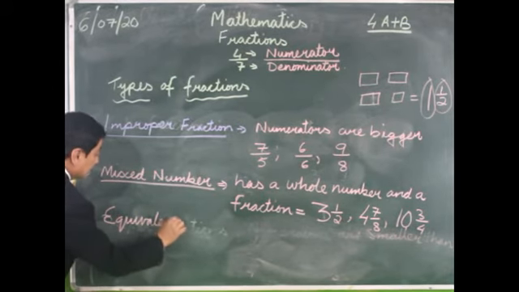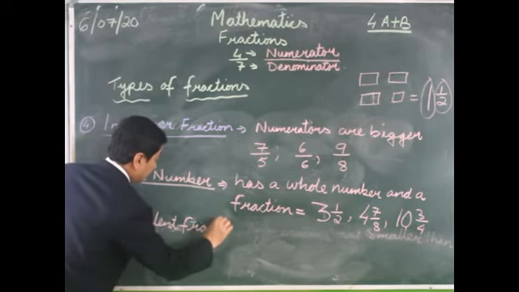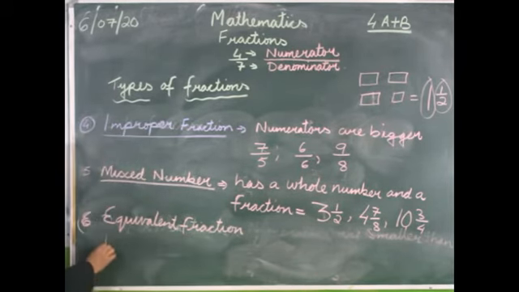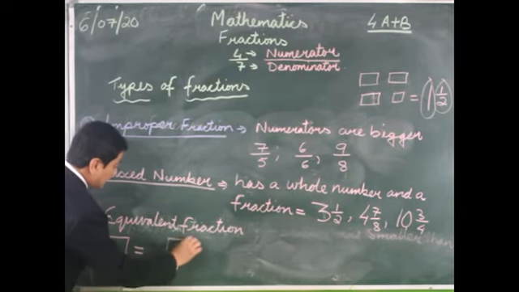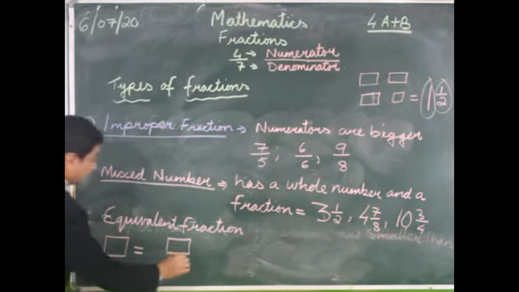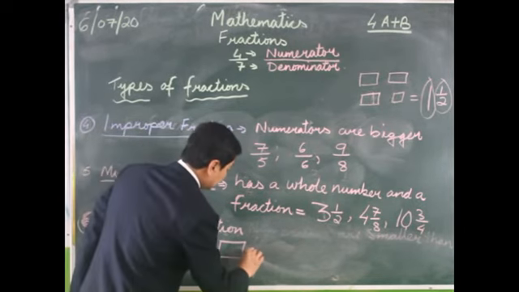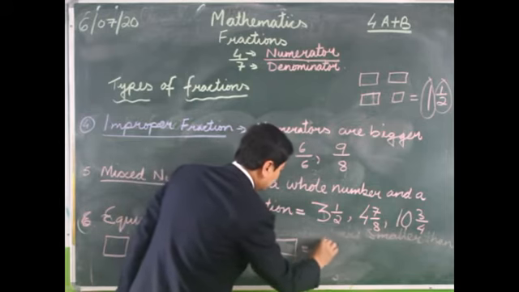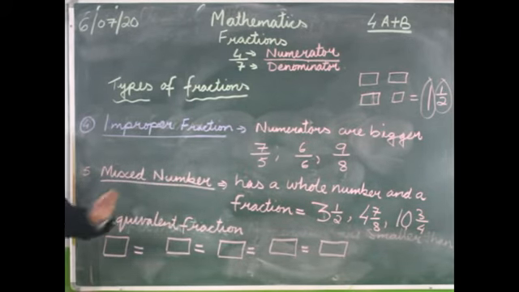Equivalent fraction. Now let me show you with some diagrams. Okay, you had 1 chocolate, you had another chocolate, the same. Okay, the same piece. Just imagine the chocolates are of same size, or this is the same chocolate.